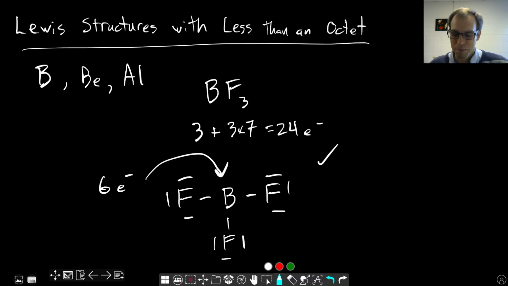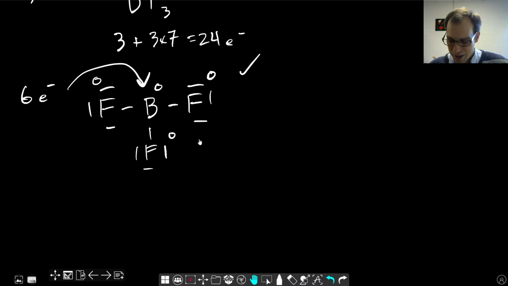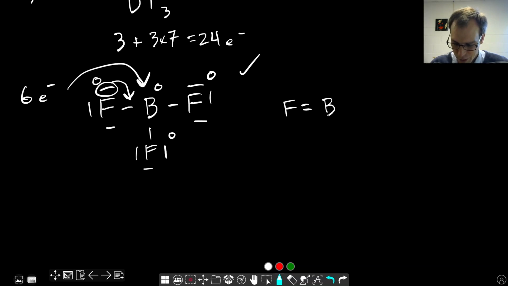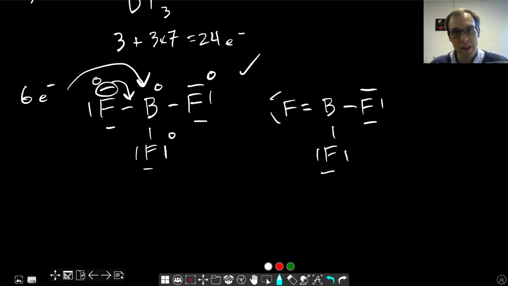We can calculate the formal charges here, and if we do so, we will find that everything has a formal charge of 0 in the structure as is. Now, we sort of have competing things going on here. We can get boron an octet. If we share these electrons, we could end up with a double bonded fluorine, and then the other fluorines are single bonds. And this still has the correct number of electrons.